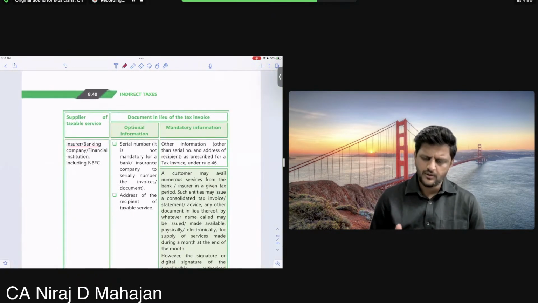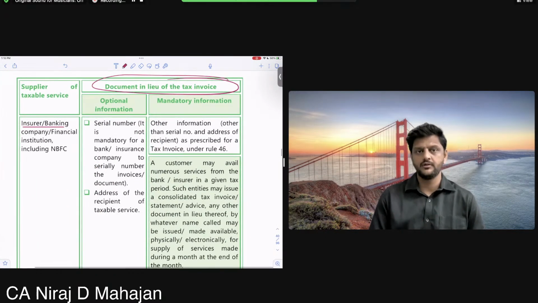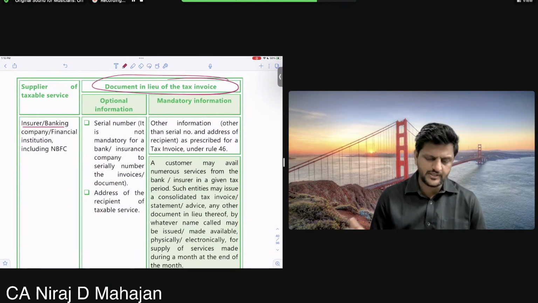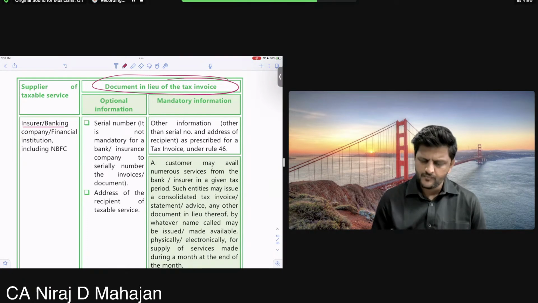Okay. Check. Document in lieu of tax invoice. What all can be given instead of the original tax invoice? Serial, optional information, and mandatory. We don't require serial number and address of the recipient, not required. Okay.